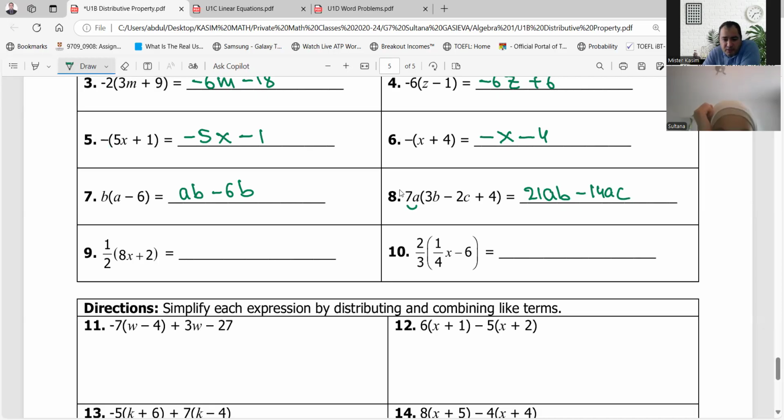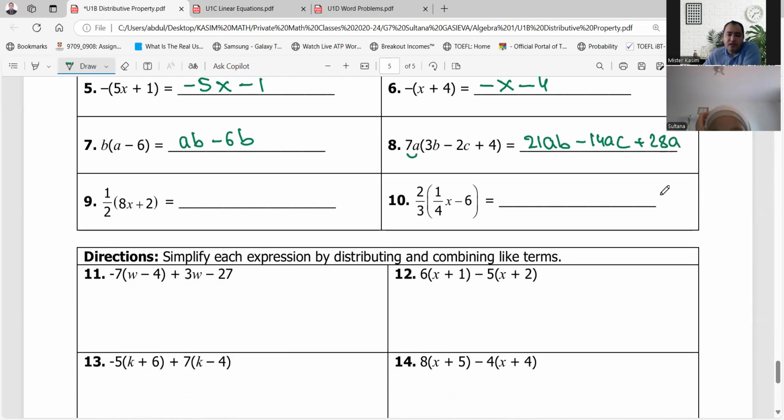So we are multiplying. You see, we have 7a outside the parentheses. So we are distributing 7a over 3b, 7a over 2c, 7a over 4. 7a times 3b: 7 times 3 is 21, a times b is ab. 7a times 2c: 7 times 2 is 14, a times c is ac. 7a times 4: 4 times 7 is 28, just a.